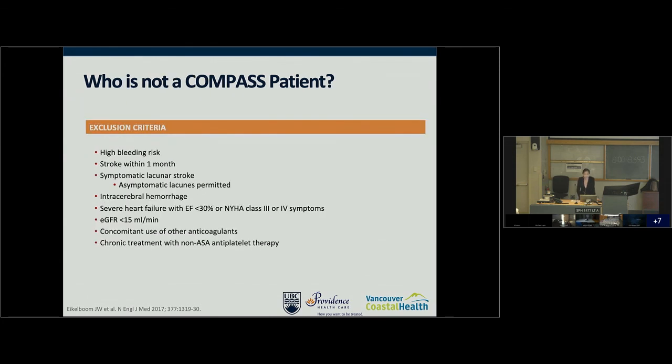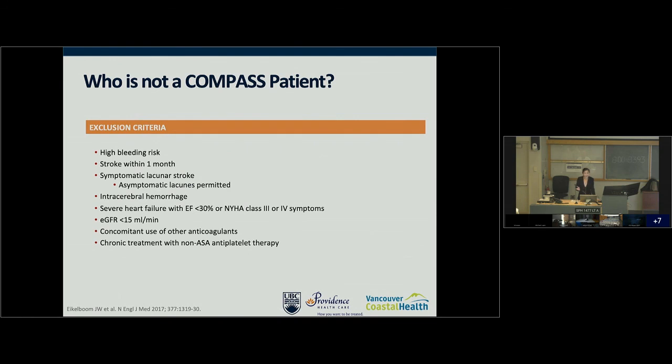Now, who isn't a COMPASS patient? Because of the risk of bleeding, absolutely anyone with a high bleeding risk should not be a COMPASS patient, or anyone with a stroke within the last month because of the risk of hemorrhagic transformation, or symptomatic lacunar stroke because of the risk of cerebral hemorrhage as well in these patients. If they just had an incidental finding of an asymptomatic lacunar stroke that was just picked up on CT of the head or MRI of the brain, those patients are still eligible. Anyone with a prior cerebral hemorrhage or severe heart failure or severe kidney disease.